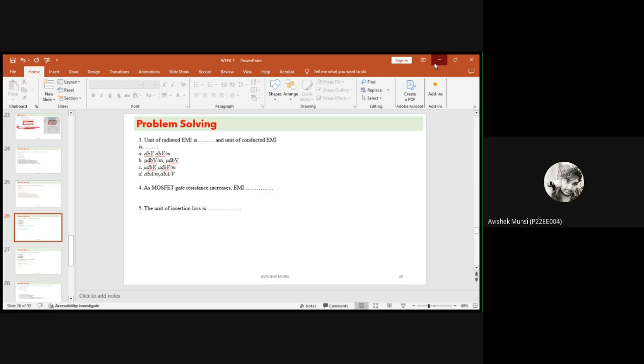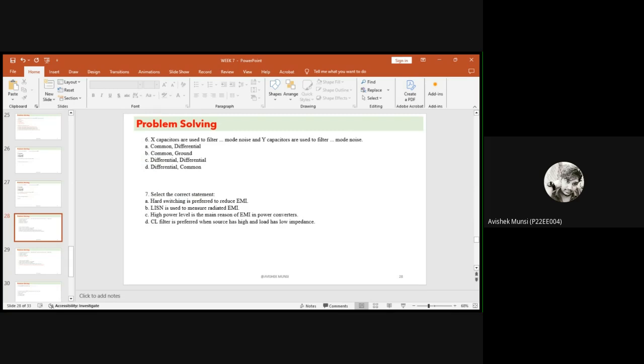Fine. So as I said, the unit of radiated EMI should be microvolt per meter. Microvolt will be the unit of conducted EMI, because distance is an important factor while checking the radiated EMI. Obviously, if you increase the gate resistance, the EMI will be reduced. The unit of insertion loss is decibel.